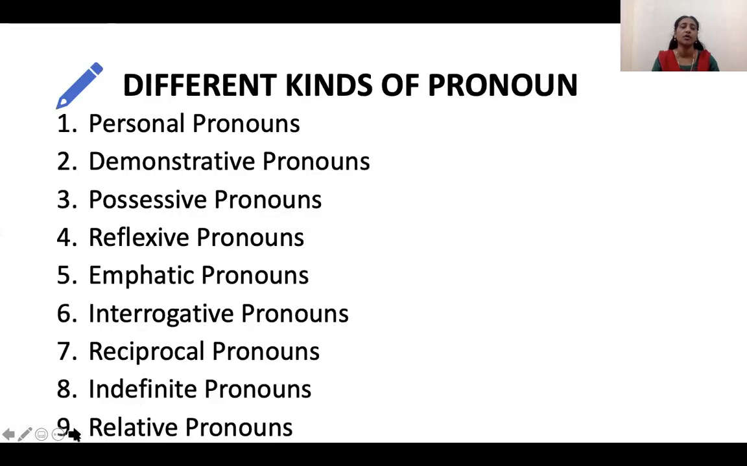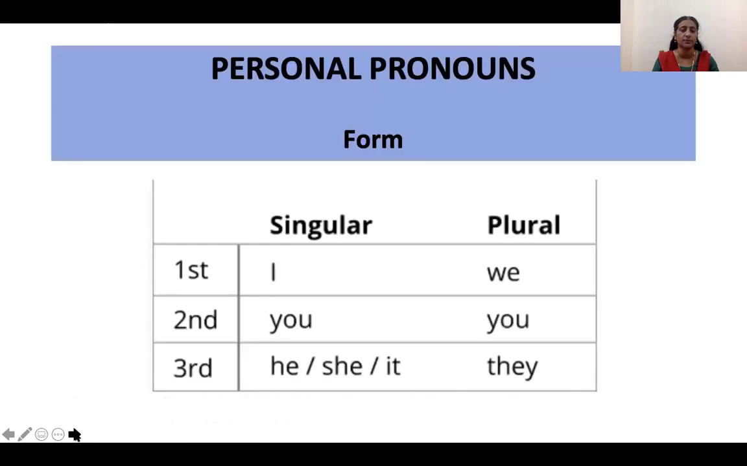Now we will learn about different kinds of pronouns. First one, personal pronouns. Second one, demonstrative pronouns. Third one, possessive pronouns. And fourth one, reflexive pronouns. Fifth one, emphatic pronouns. Sixth one, interrogative pronouns. And seventh, reciprocal pronouns. Eighth, indefinite pronouns. And the last, relative pronouns.